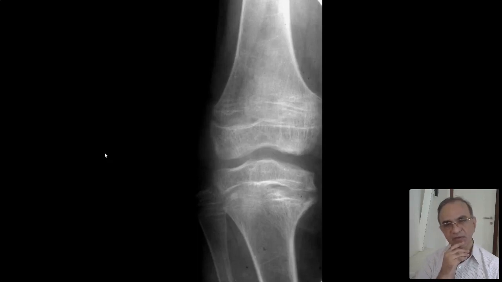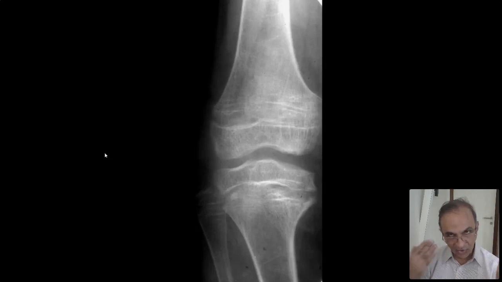Now this is, let's see, widened metaphysis. You can even say that there is cupping and fraying, but actually if you look at it carefully, there is no cupping, there is no fraying. The only thing that you have here is widened metaphysis. When you see something like this, for months and years, these patients have been given tons of vitamin D. Vitamin D level is 60 or 70, sky high. But unfortunately for the patient, this is not rickets.